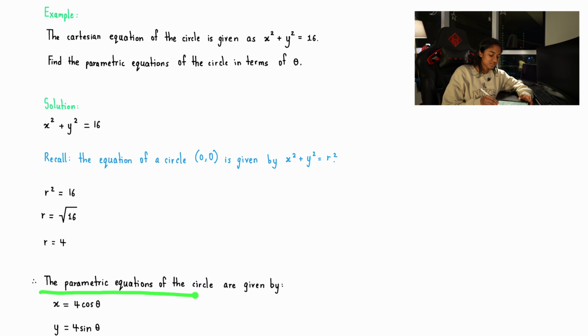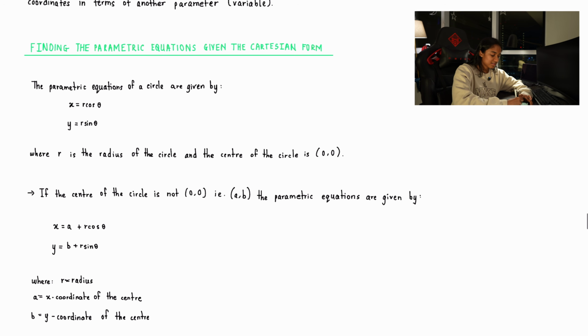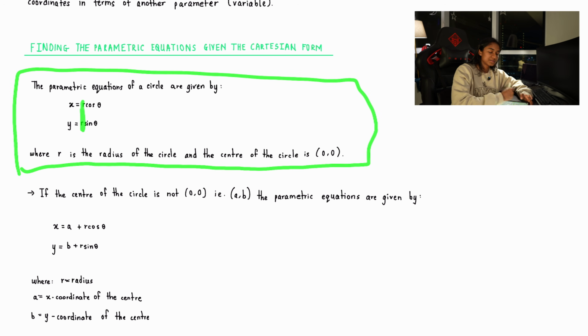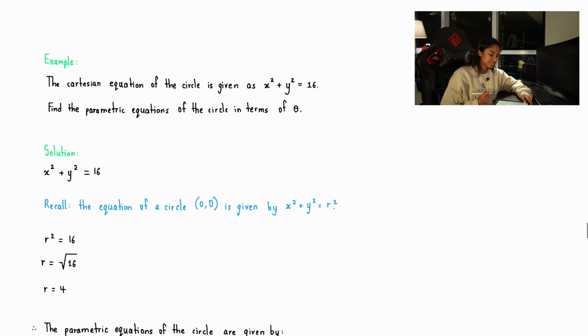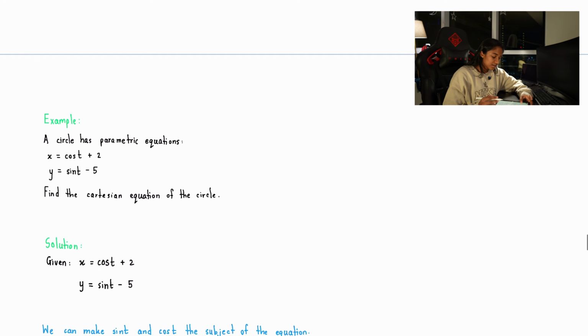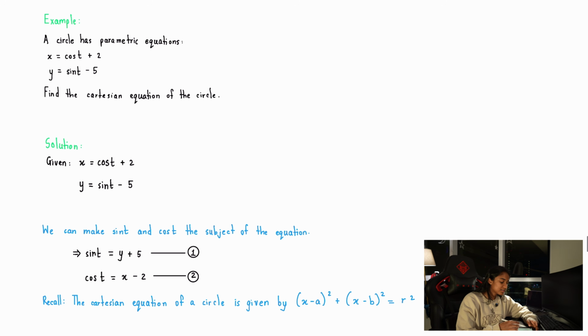Therefore, the parametric equations of the circle are given by x is equal to 4 cos theta and y is equal to 4 sin theta. All we did was substitute it here, looking at this. And this is because r is the radius and the center of the circle is 0, 0. This is for this particular equation, okay? Now, another example. A circle has parametric equations x is equal to cos t plus 2 and y is equal to sin t minus 5. Find the Cartesian equation of the circle.